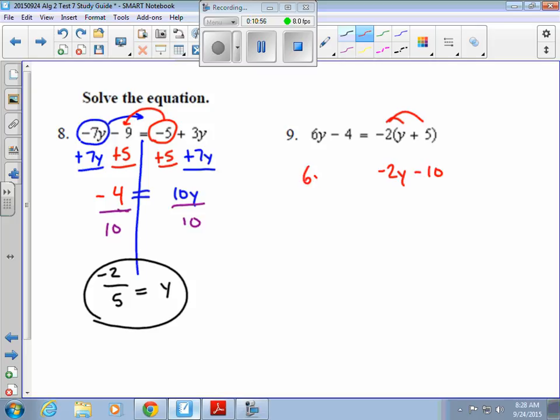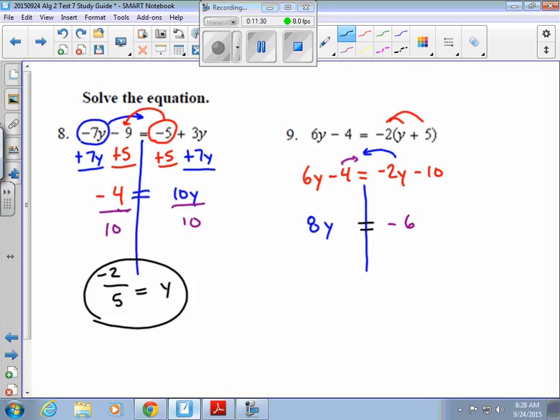Now we have an equation, again just like number 8, with variables on both sides. So what we want to do is collect our variables by moving the smaller one over to the larger one side. Negative 2y, when you move it over to the left, you add 2y. 2y plus 6y is going to be 8y right there. And negative 4, when you move it over to the right, you're going to add 4 there. And when you add 4 to negative 10, you get negative 6 there. So we have 8y is equal to negative 6.